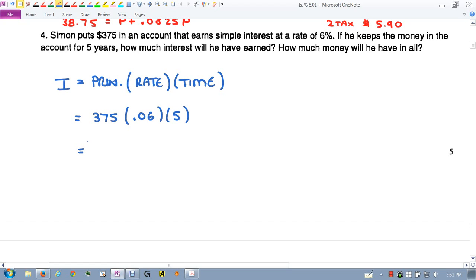Yeah, simple interest. It's simple interest, not compounding. 112.5. That's how much interest he earns. Now, how much money will he have in all at the end of the 5 years? Total will be what he started with, 375 plus the 112.5, which was what? 487.50. This is all money, right? Dollar sign there.